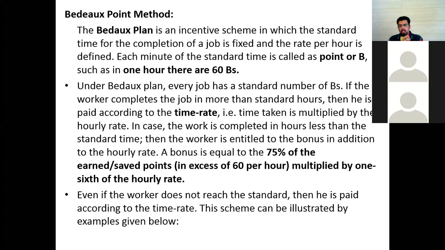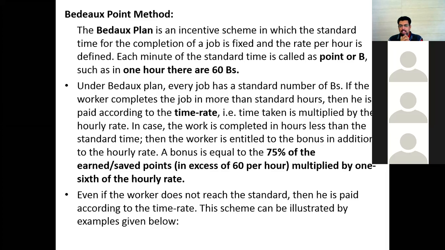If the worker completes the job in more than the standard hours, then he is paid according to the time rate. Whatever time they fix, they fix that rate, and on the basis of that they will get that amount, that is, time taken multiplied by the hourly rate. In case the work is completed in less than the standard time, then the worker is entitled to a bonus in addition to the hourly rate. Very, very important.